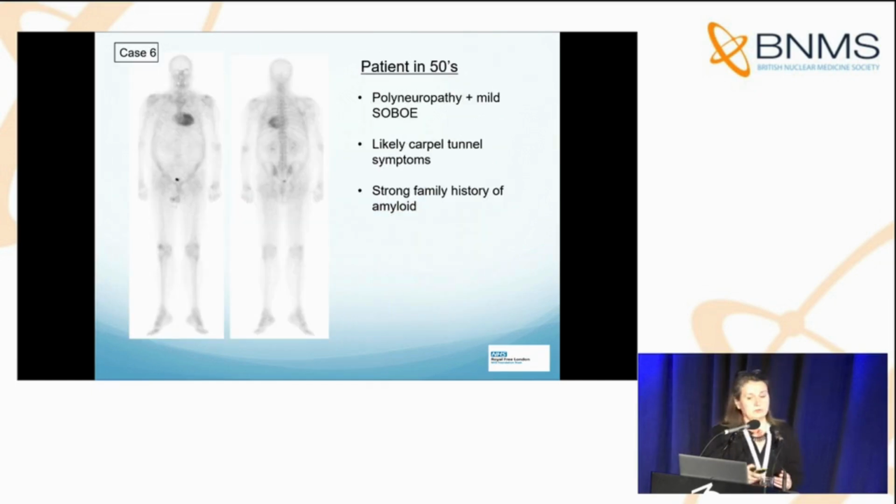Okay, this is another one of our patients. This patient had polyneuropathy, early symptoms, and they also had mild shortness of breath on exertion. They also had history suggestive of carpal tunnel. A lot of our patients have carpal tunnel-like symptoms or proven carpal tunnel, previous surgery. But this patient also had a very strong family history and basically wanted to know if he was a carrier of this gene.